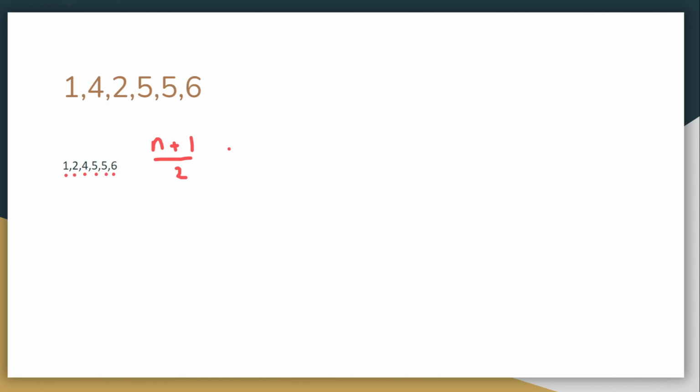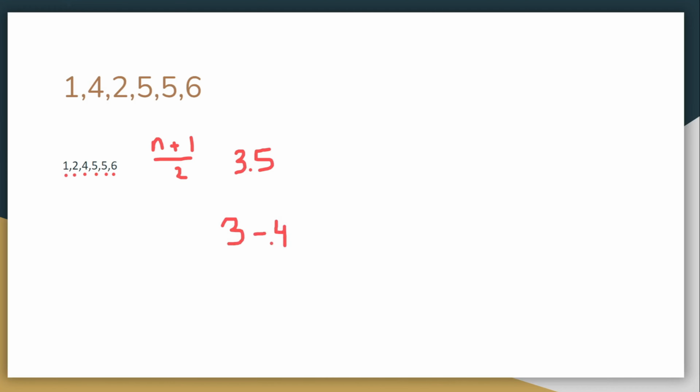6 plus 1 is 7. 7 divided by 2 is 3.5. As you can see, it is not a whole number. It is not an integer. Meaning that we cannot see what the middle value is straight away. So what we're going to do is find 3.5 between 3 and 4.